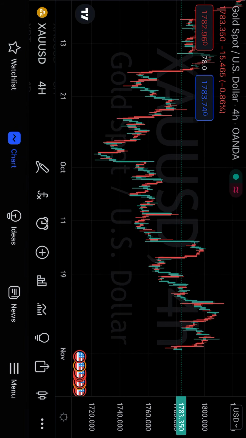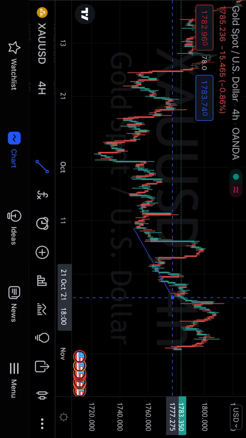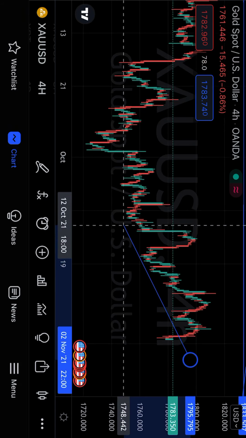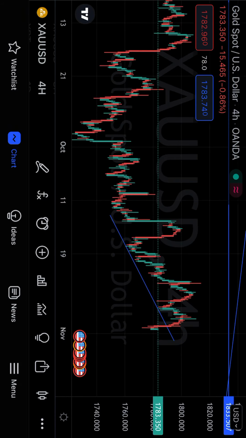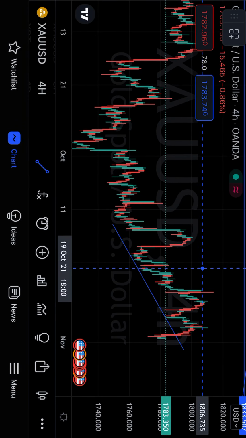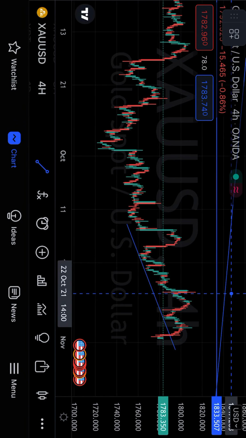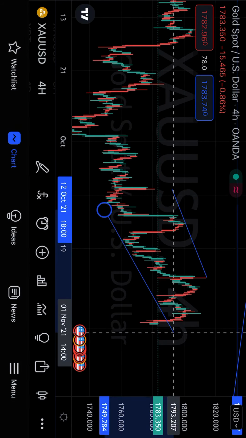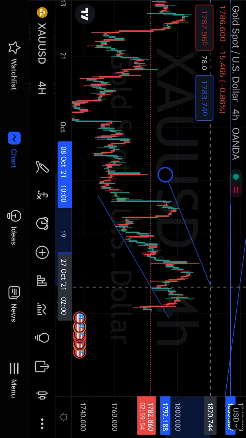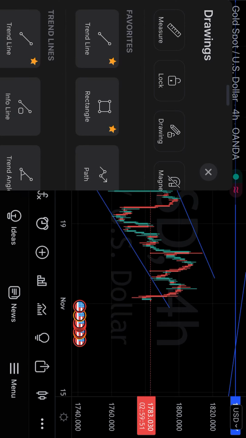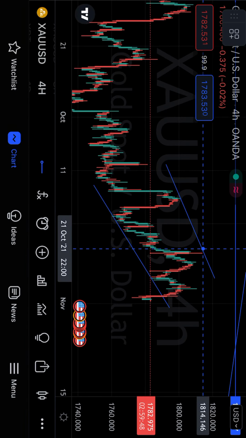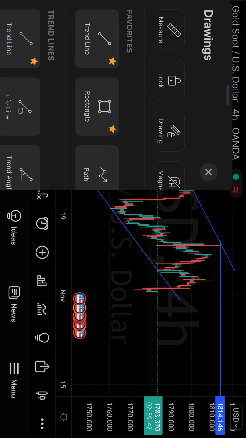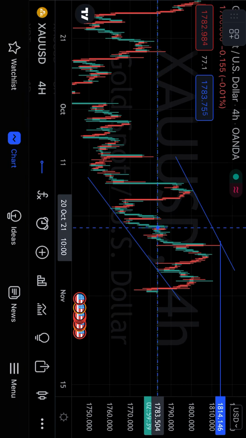So the 4 hours time frame, what was the 4 hours time frame saying? So we have this trend line drawn here on the 4 hours time frame. We have this trend line drawn here, and we have this other trend line drawn here, right? So we have our levels. This is our level, right? There is this level here. This is a key level.